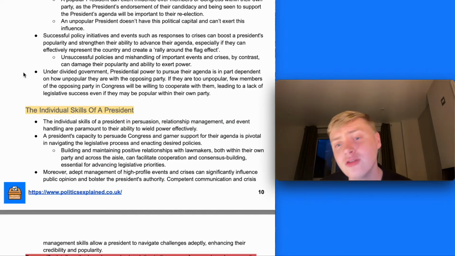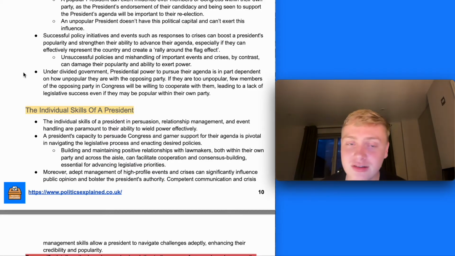They're never going to be popular with the other party, right? But if they have some agreement with key moderates and they're not deeply unpopular, they can have more success in passing bipartisan legislation.